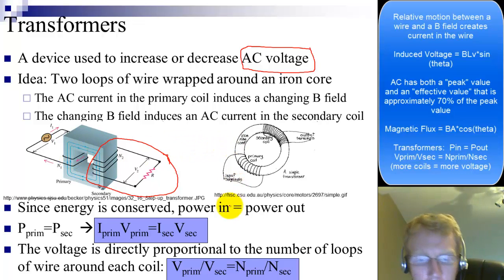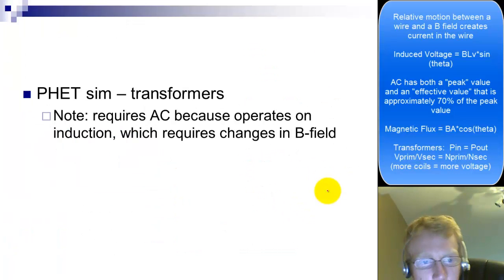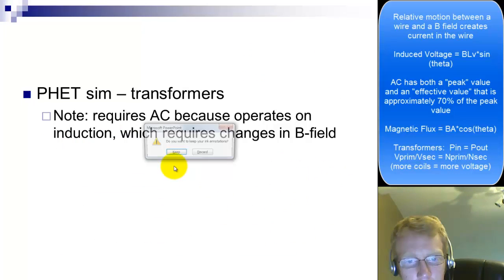Okay, and so the power in has to equal the power out because energy is conserved, and so the voltage is proportional to the number of loops. And then you can relate the number of loops to the voltage by using energy conservation and power conservation. So the number of loops primary over the number of loops secondary equals the voltage primary over the voltage secondary. So if you have 1,000 times more loops here than here, you'll have 1,000 times more voltage here than here, because the magnetic field is the same on both sides. So let's go ahead and look at that in a simulation.